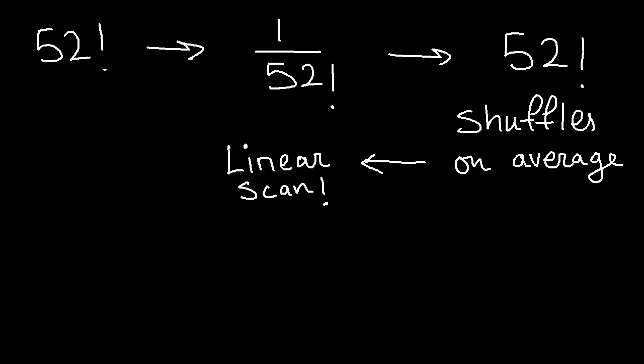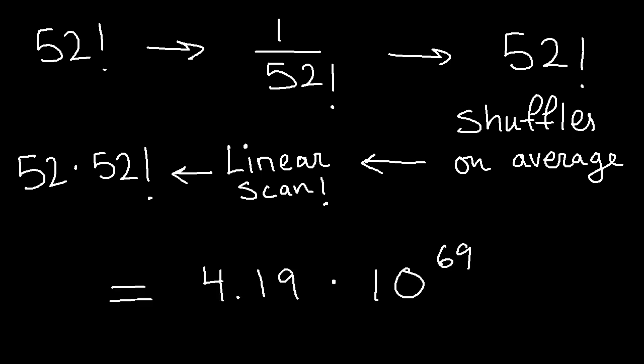So that amounts to approximately 52 times 52 factorial checks, or approximately 4.19 times 10 to the 69.